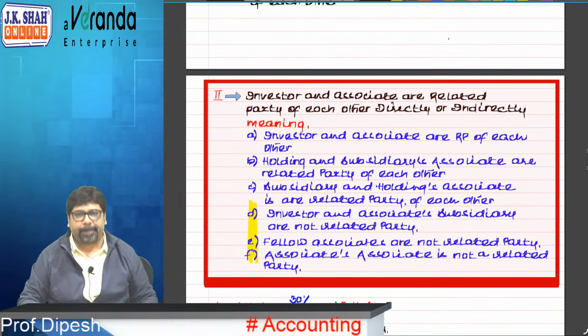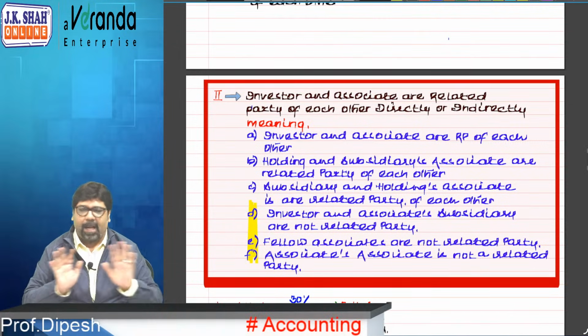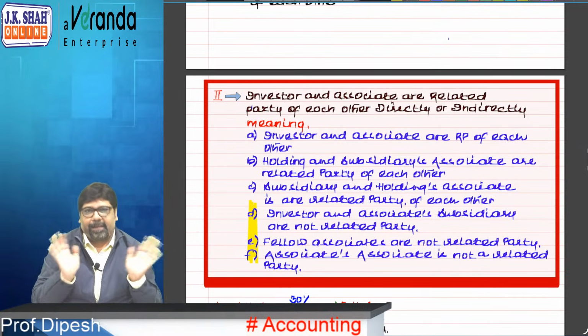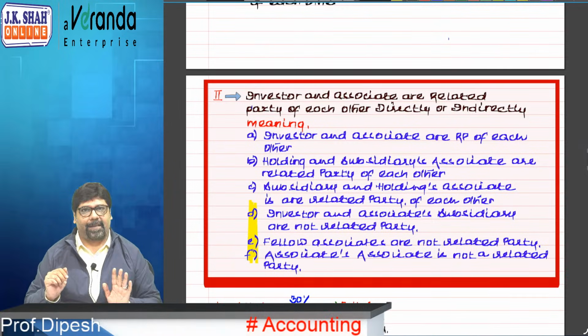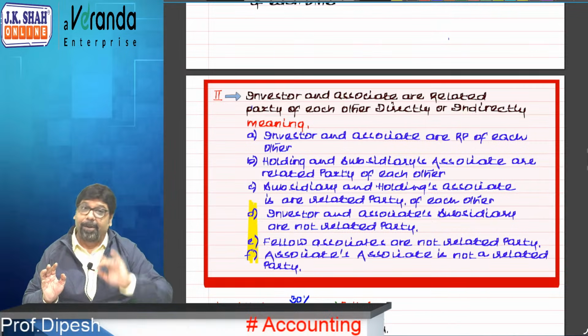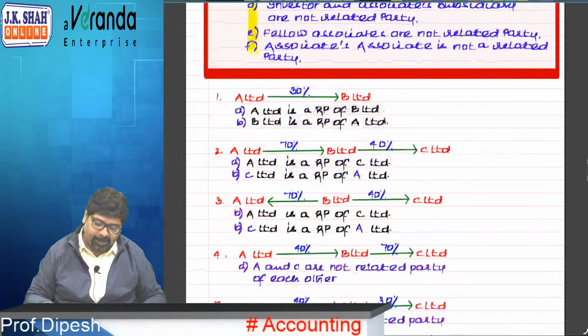What are these three? My associate's subsidiary, no. My associate's associate, no. My fellow associates, no. My associate, yes. My subsidiary's associate, yes. My holding's associates, yes. My associate's associate, no. My subsidiary's associate, no. Two fellow associates, no. Acha.